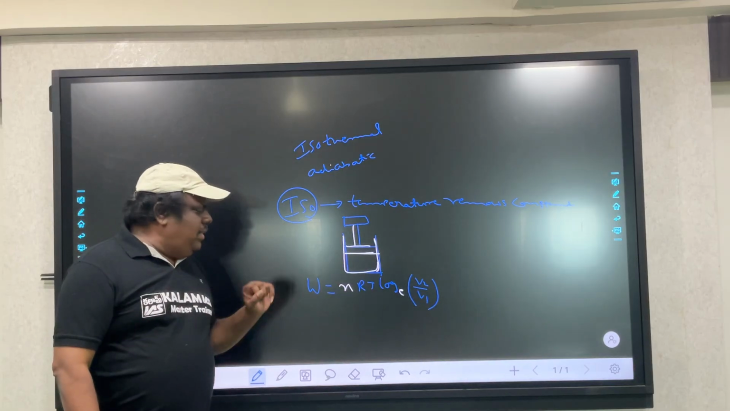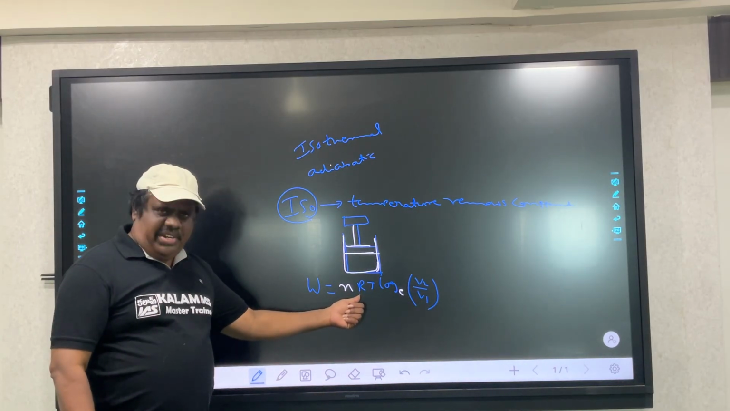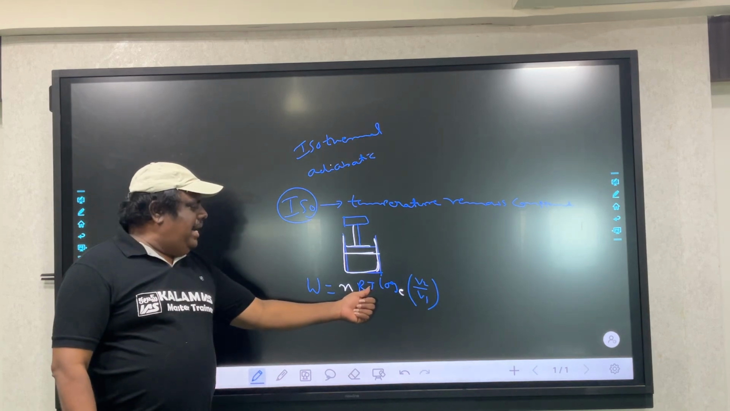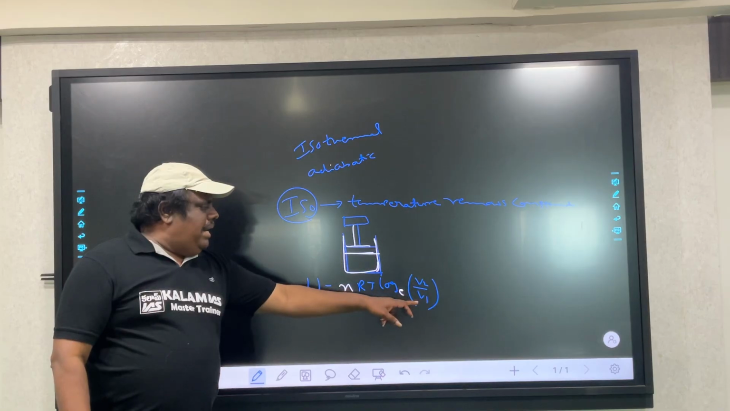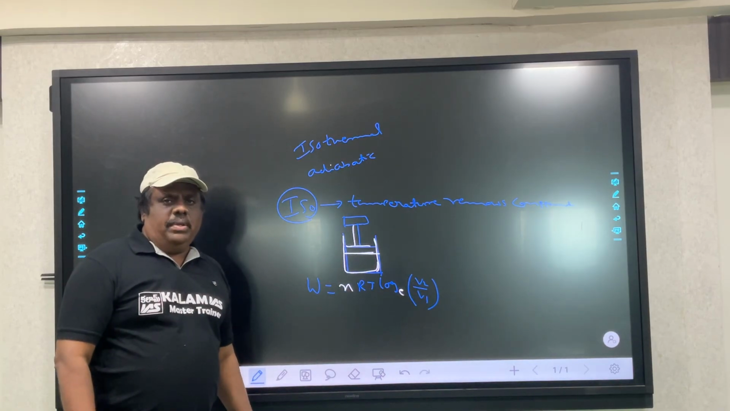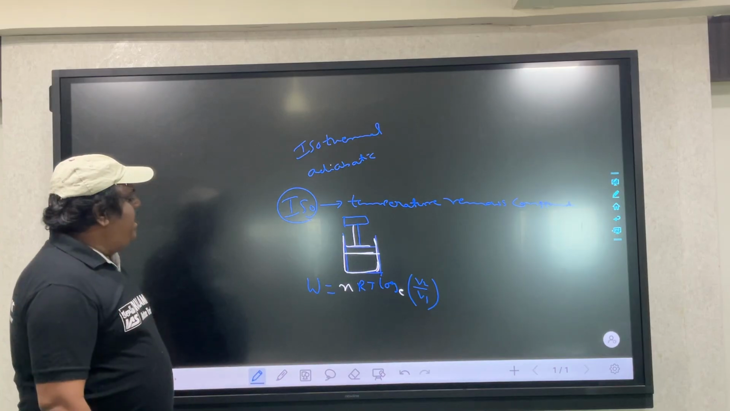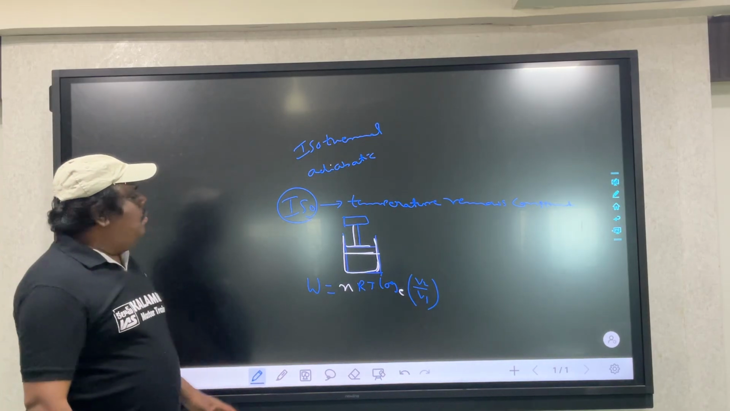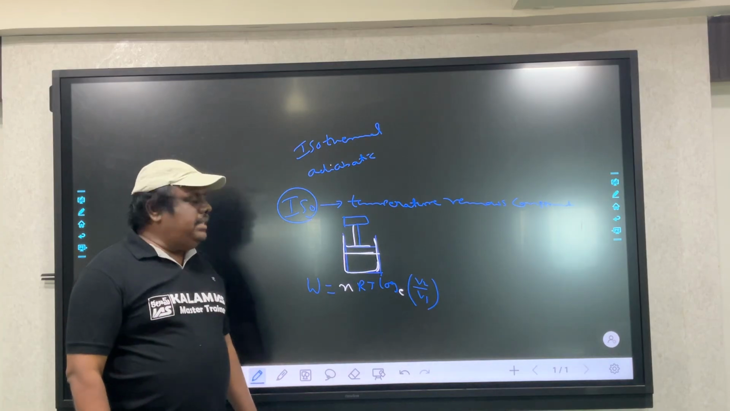Here, the number of moles is indicated with small n. R is the universal gas constant. T is the temperature, and V2 and V1 are the final volume and initial volume, so it is the ratio of final to initial. This is the formula used to find work done in the case of an isothermal process.